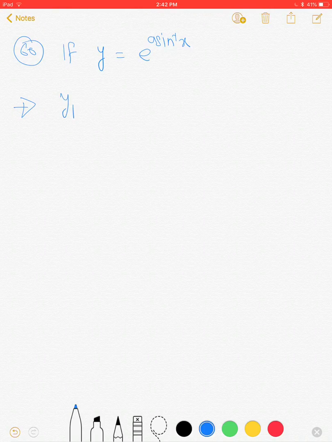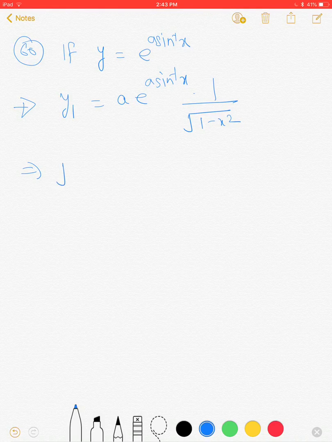Differentiate this function with respect to x. We get e raised to the a sine inverse of x as it is, into the derivative of a sine inverse of x. Since a is a constant, we write it as it is, into the derivative of sine inverse of x, that is 1 upon square root of 1 minus x square. So this can be written as square root of 1 minus x square into y1 is equal to a, and this function is y, so we can write this as a y. So this is our final answer.